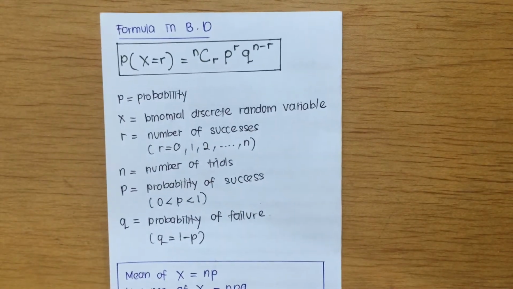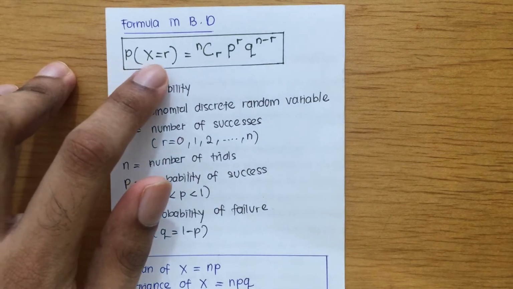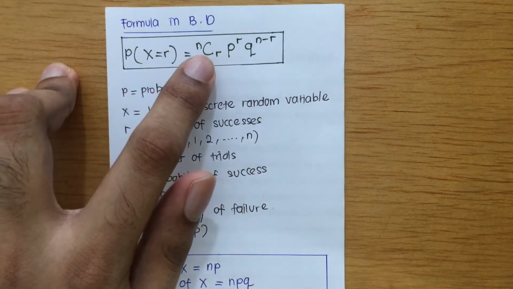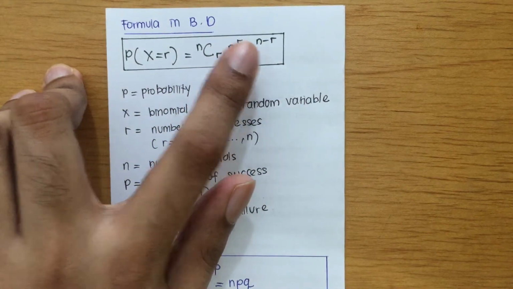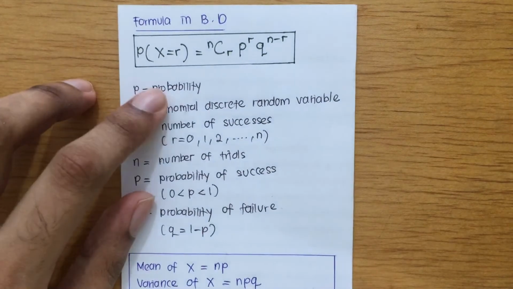So this is one of the formulas which you're going to use in the binomial distribution, which is P(X = r) equals nCr times p to the power of r times q to the power of n minus r. So P stands for the probability.